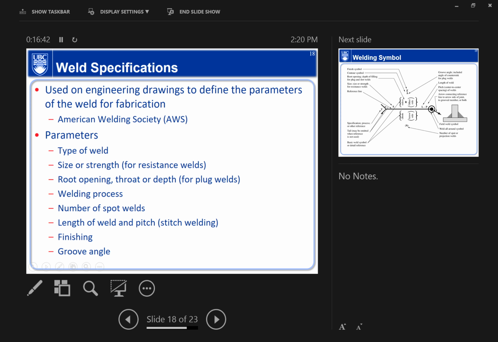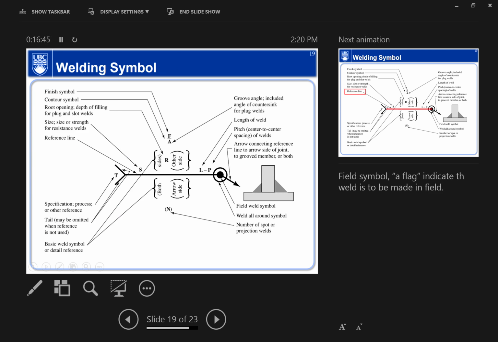So how do we specify them? This is how you can do it. Let's say you have a welding joint here, or a joint here. What we do is draw a horizontal line and then an arrow pointing to a certain location.